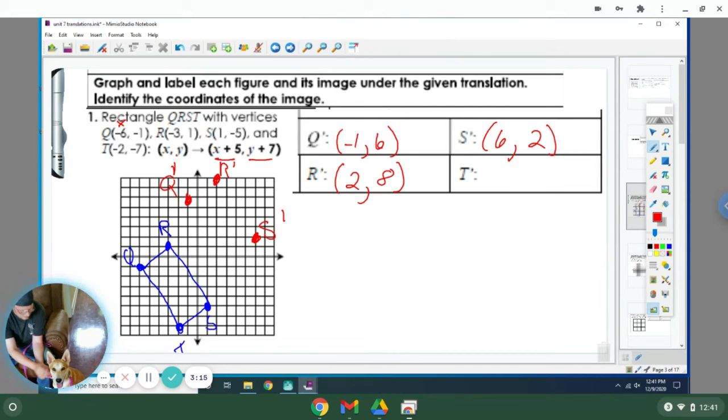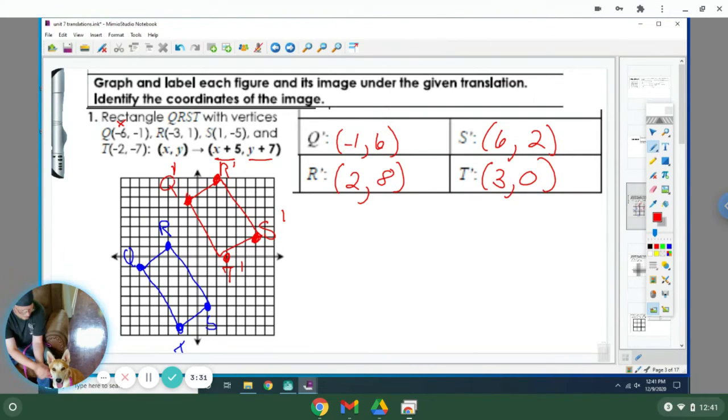And then T is -2. So -2 plus 5 will be 3. -7 plus 7 is 0. And this will be your new figure. So basically, you just slid it up and over.